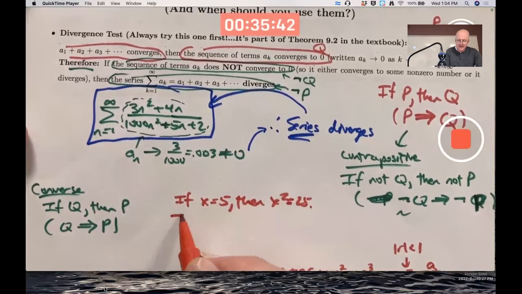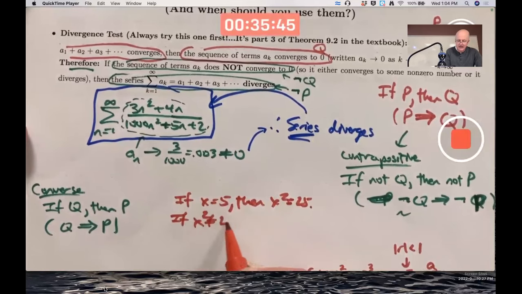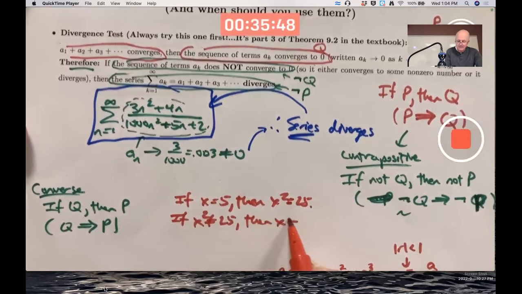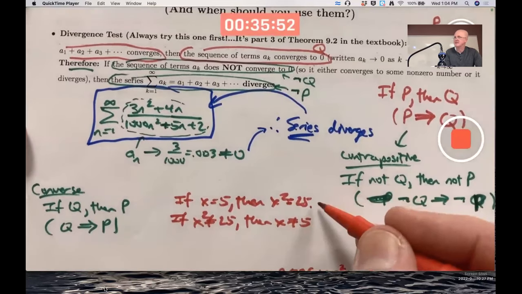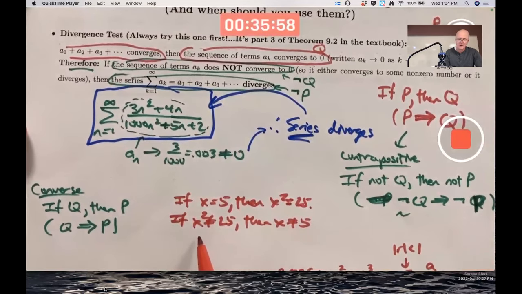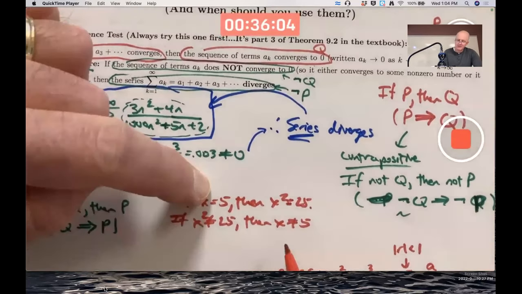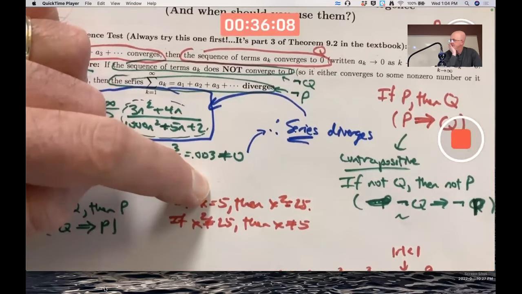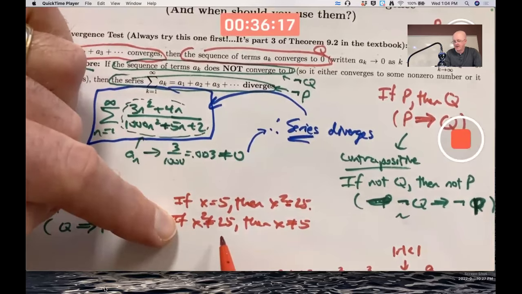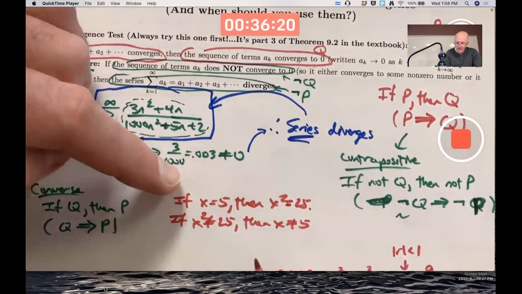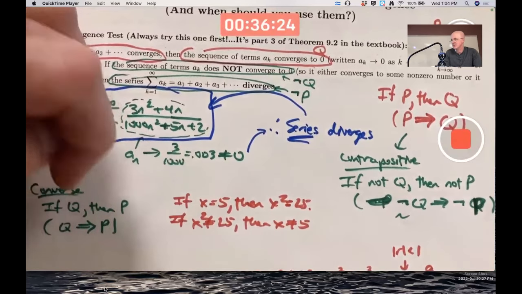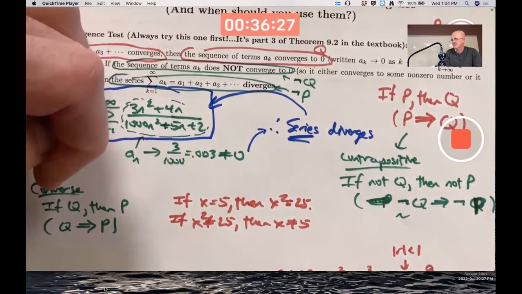Its contrapositive is if x squared is not 25, then x is not 5. That's also true because it means the same thing as the first. How would you prove the second from the first? Okay, assume x squared is not 25. Why is x not 5? Well, if x were 5, then x squared would be 25, which it's not. Done. It's a very quick argument, but it's confusing because it feels like it's circular. Assume x squared is not 25. Why is x not 5? If x were 5, then x squared would be 25, but it's not. Contradiction. I was assuming it was not 25.